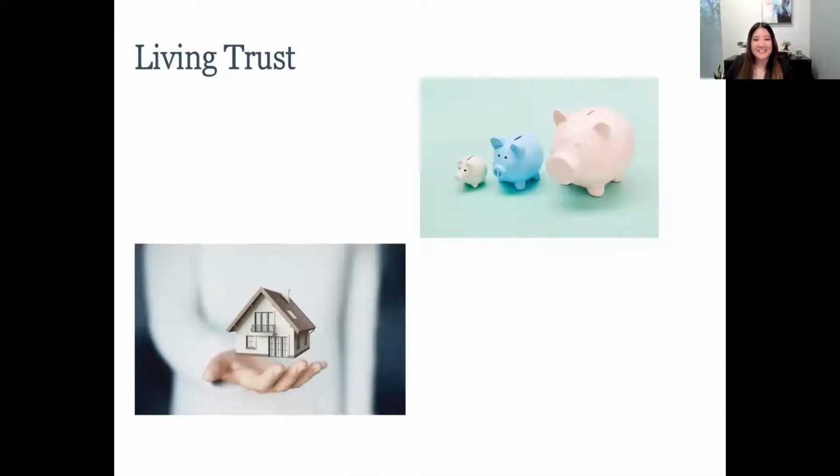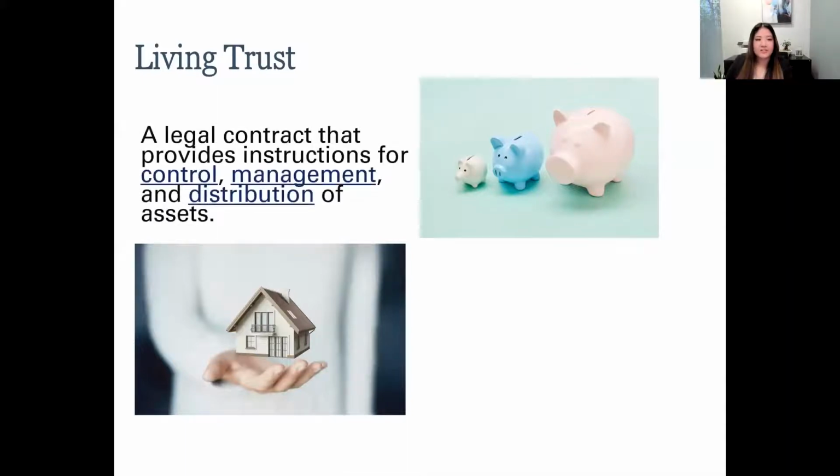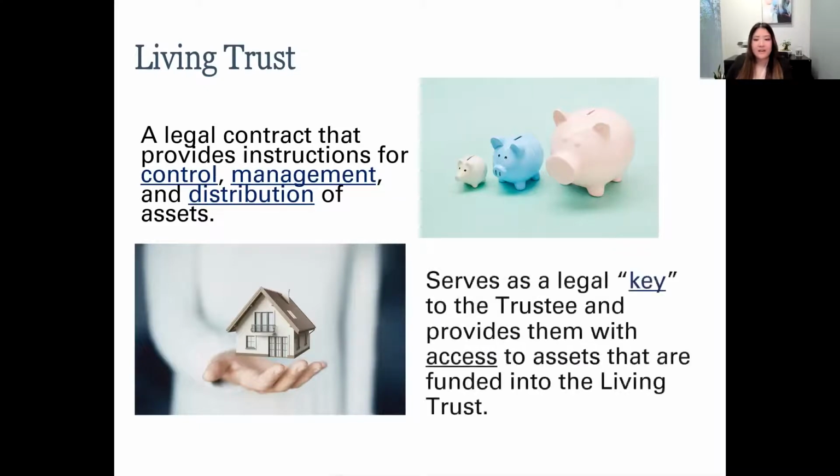We'll talk about what it means for each of those different documents. Just to start it off, a living trust is a legal contract that essentially provides the instructions for control, management, and distribution of assets. It serves as a legal key to you as the trustee and would provide you with access to assets that are funded into the living trust. We'll talk a little bit more about what funding of a trust means, because that will have a big impact on your duties and responsibilities if you are acting as someone's trustee.